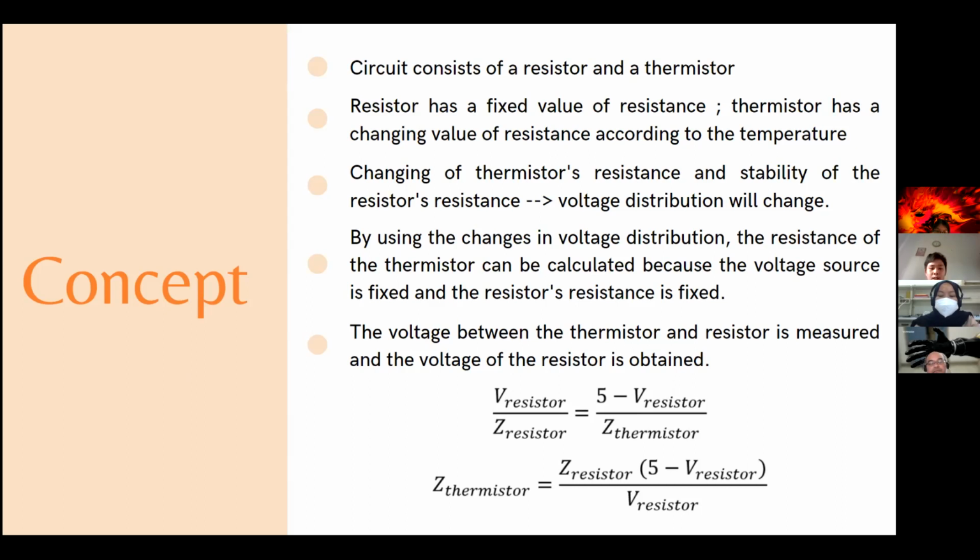because the voltage source is fixed, which is 5 volts, and the resistor's resistance is fixed. The voltage between the thermistor and resistor is measured, and then the voltage of the resistor can be obtained by using the following equation. V resistor over Z thermistor is equal to V thermistor over Z thermistor. V thermistor is 5 minus V resistor. And then by doing mathematical operations, we will get the equation for Z thermistor. Next.